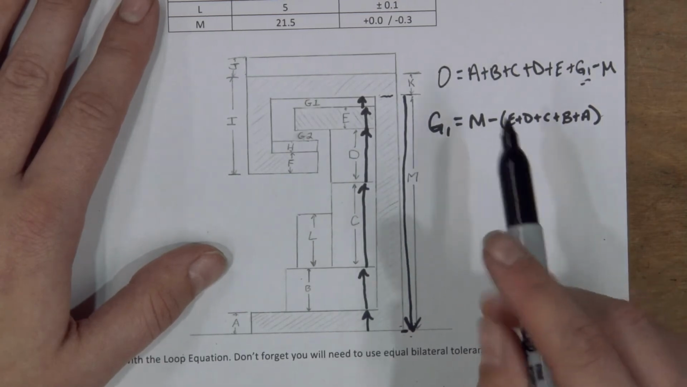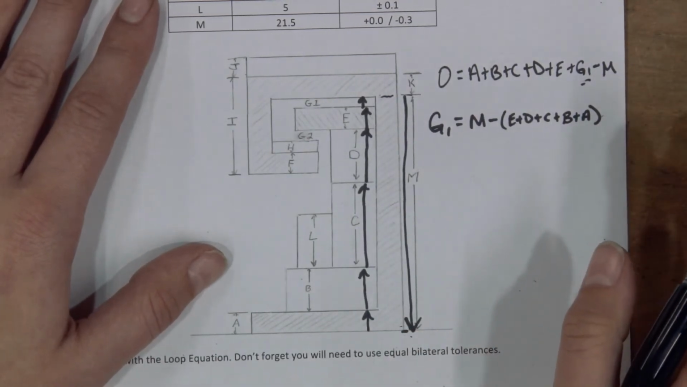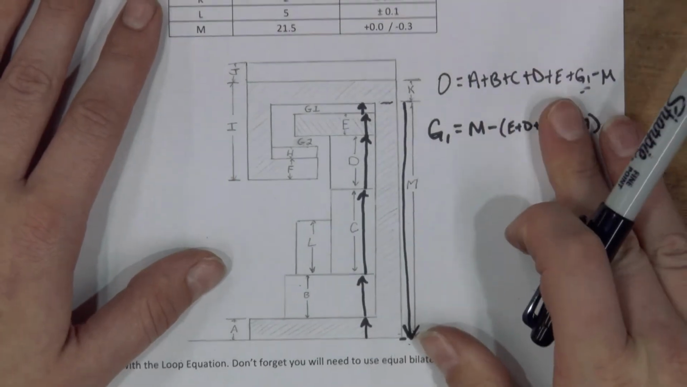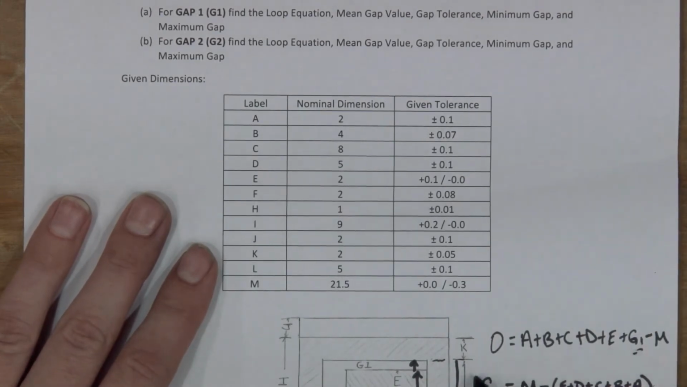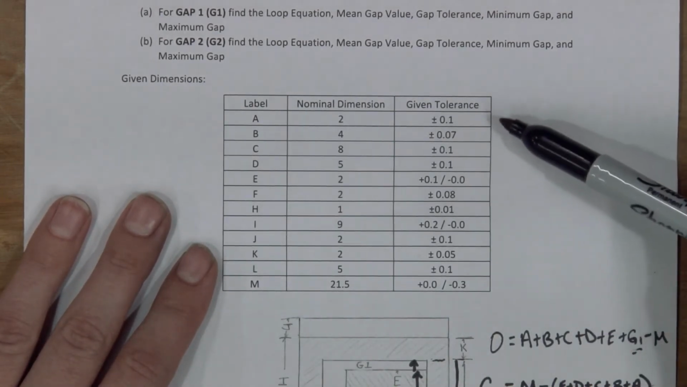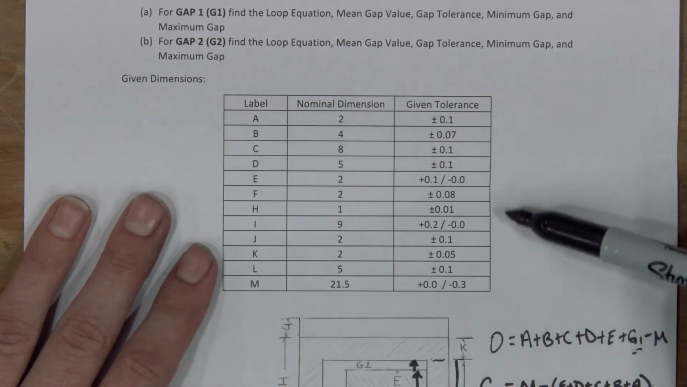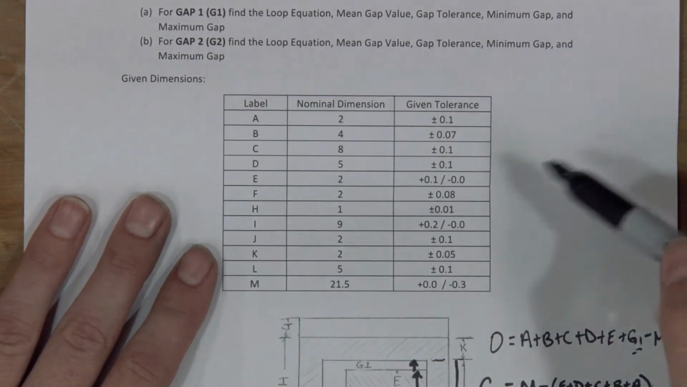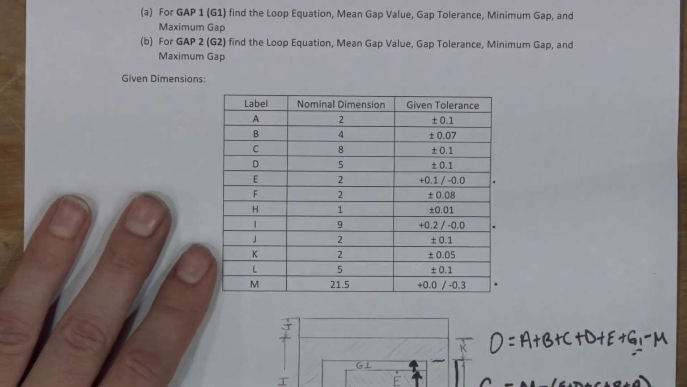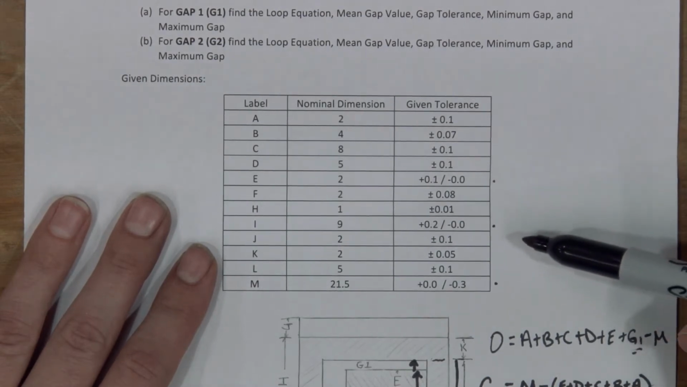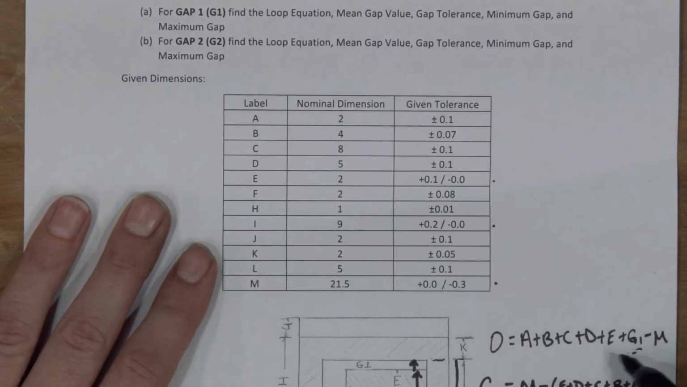My next step, before I even start to do any more math, is to look up at the table given here. I need to look at everything I used in my loop equation and make sure that I've converted all the tolerances given to equal bilateral tolerances. So if I look here, I have this, this, and this that all need to be converted. I don't want to have to do more work than I need to though. So if I look at the variables used in my loop equation, the only two I need to do are E and M. I don't use I here.